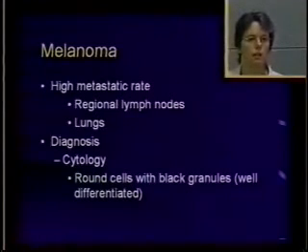Generally, we can make a diagnosis on cytology if we find the typical round cells with these very black granules. But poorly differentiated melanomas are difficult to diagnose, even with histopathology. Sometimes it requires special staining. They can actually look like a number of different other tumors, and so it requires a good pathologist.